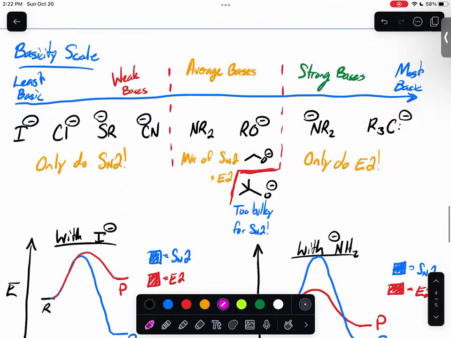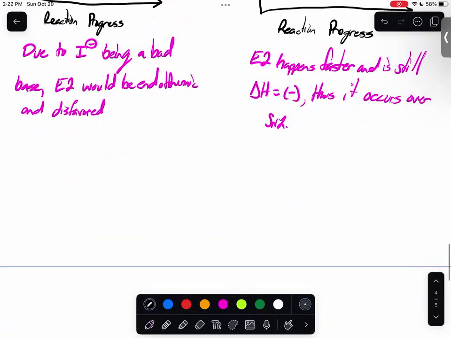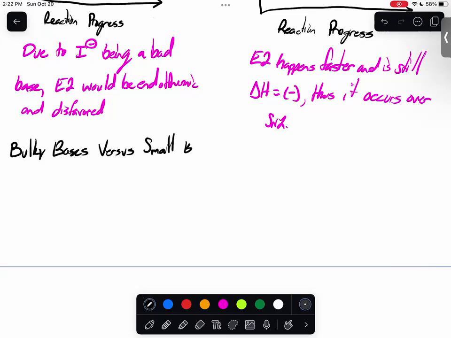Okay, so with that idea in mind, we've kind of described why something that's not very basic would be bad because it's more endothermic, and something that's very strongly basic is better because it has such a low activation energy. But what about those bulky and small bases, right? So this is where things get weird with E2. Because in E2, we have essentially started to look at the exact same ideas as E1, right? Where we want to form relatively stable alkenes.